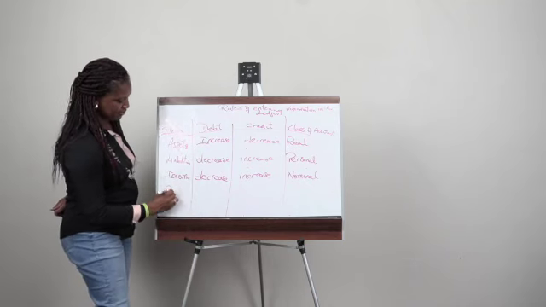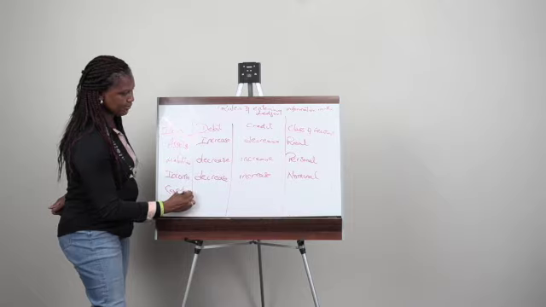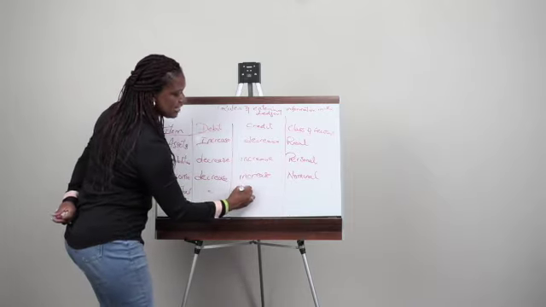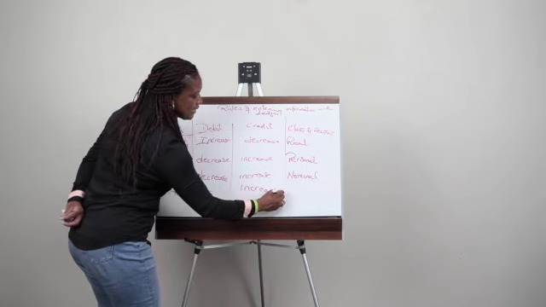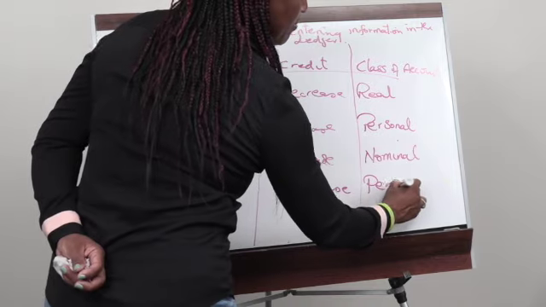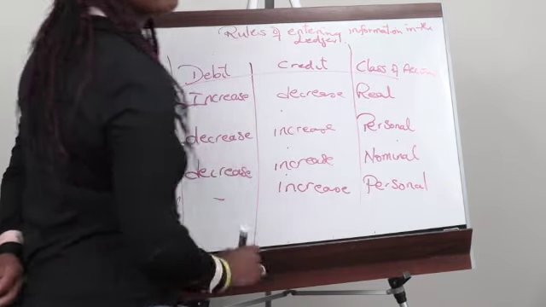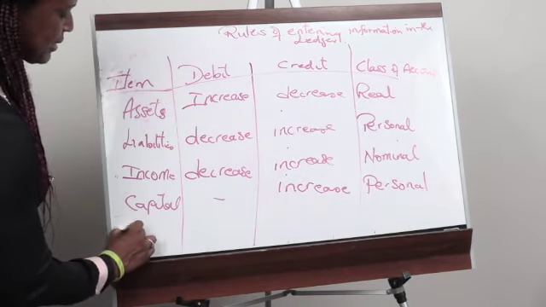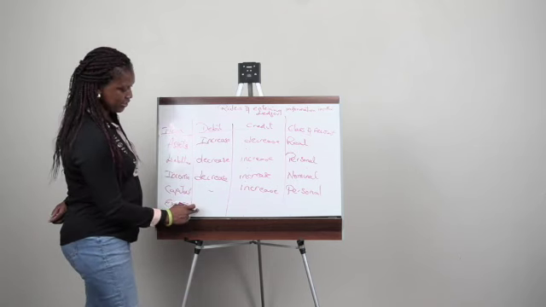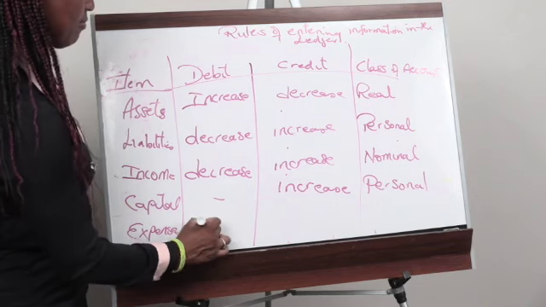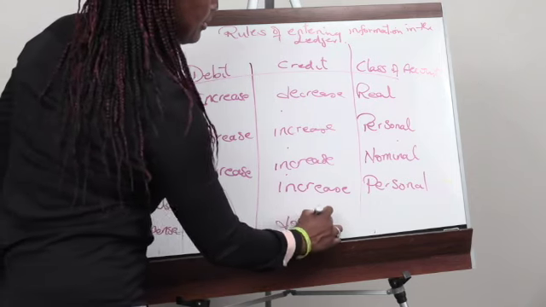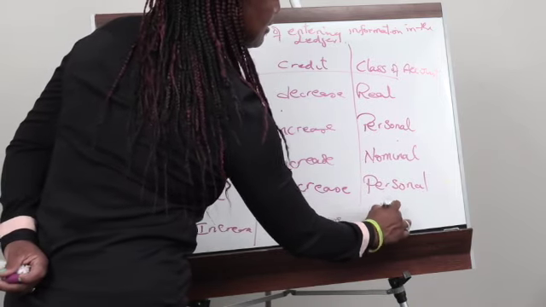Then we have capital. We say normally we don't have an entry in the debit, but if it's an increase, we would credit it. And capital is a type of personal account. And our expenses, to increase, we debit, and to decrease, we credit. And expenses are nominal accounts.